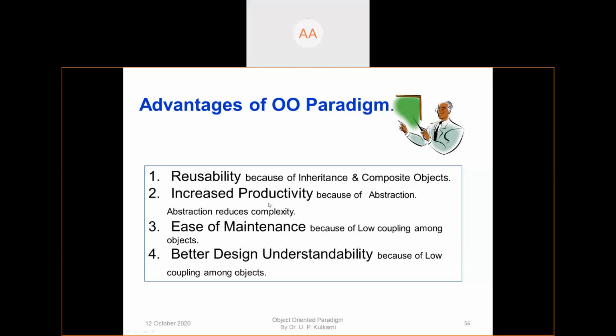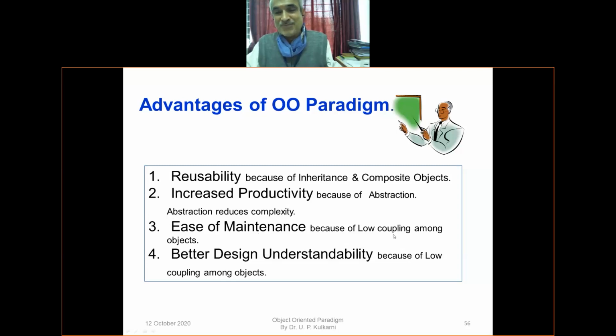And this object orientation helps you in ease of maintenance of the design because of the low coupling among the objects, and better design understandability because of the low coupling among the objects. Ease of maintenance and better design understandability, increased productivity and reusability. These are the benefits of the object-oriented model, right? So you can note down, Ashish: list and explain with examples the benefits of object-oriented data models or the object-oriented paradigm.